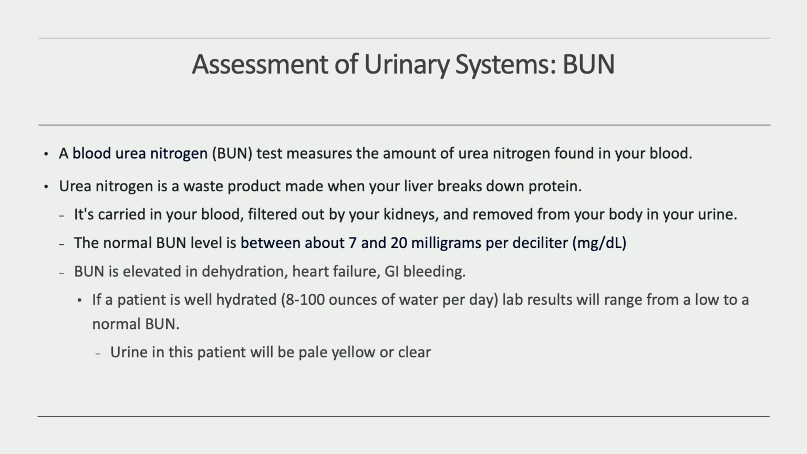So there is one caveat to this. You can have a patient who is ridiculously hydrated, okay? And it's not going to necessarily mess with your BUN levels that much. So if we know that a patient is a bodybuilder, so they drink a ridiculous amount of water, like even up to 100 ounces a day, you're still going to have a maybe lower range, but otherwise a normal BUN, and I would expect your urine to be pale, or pale yellow or clear.